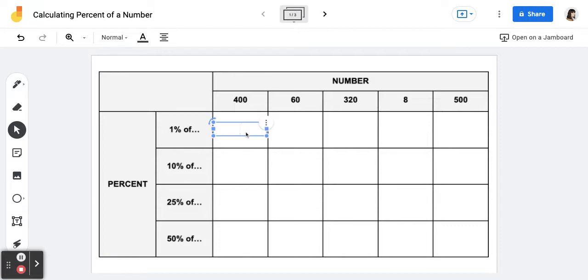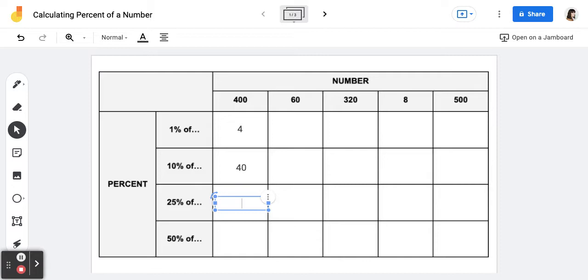Let's start with this table. You're asked to calculate 1% of 400. Hopefully you'll recall that 1% is the same as 1/100th. So if we want to find 1/100th of 400, we simply divide by 100 and we get a result of 4. To find 10% of a number, you might recall that we divide the number by 10 because 10% is the same as 1/10. 400 divided by 10 is 40.